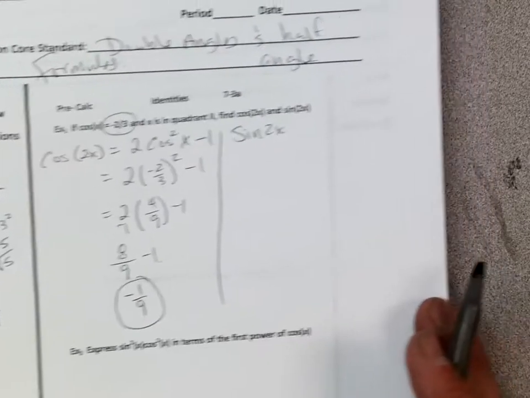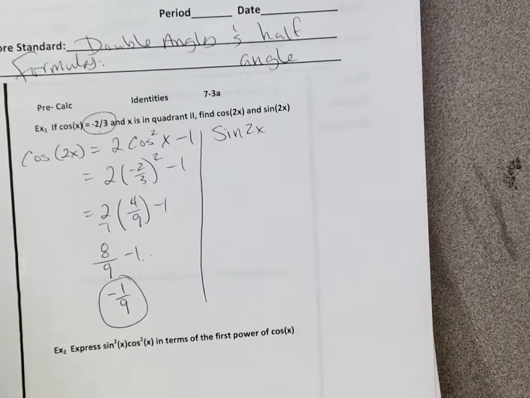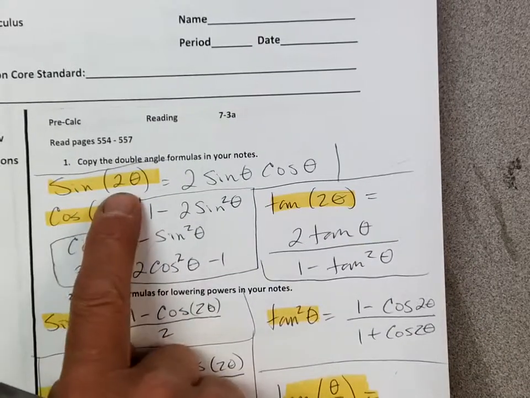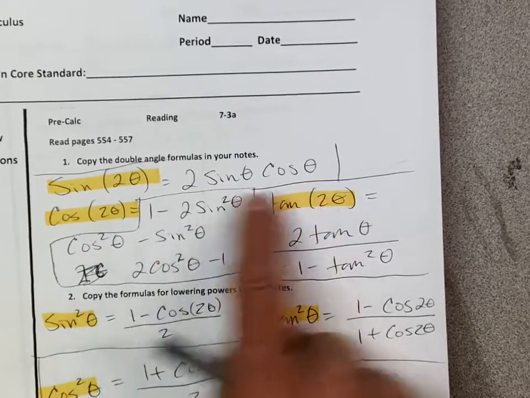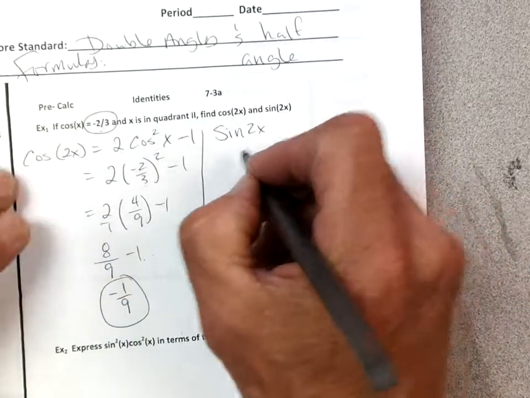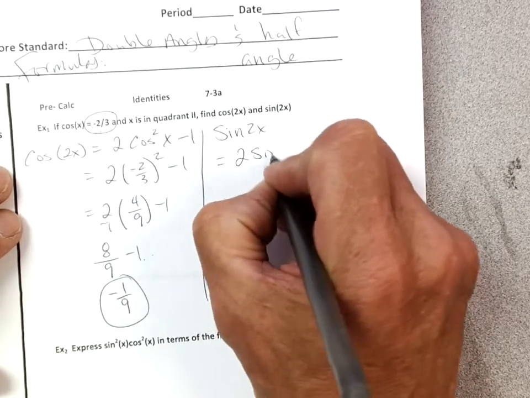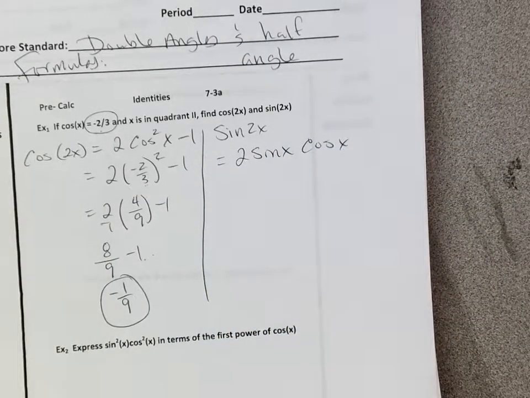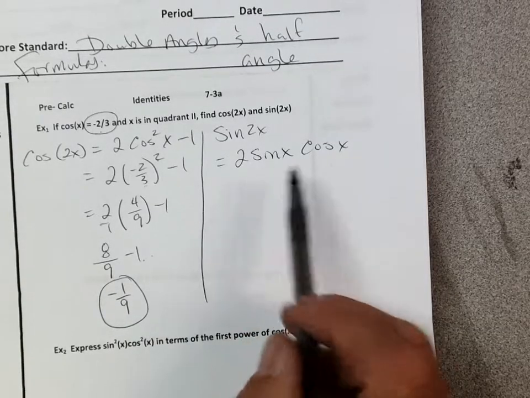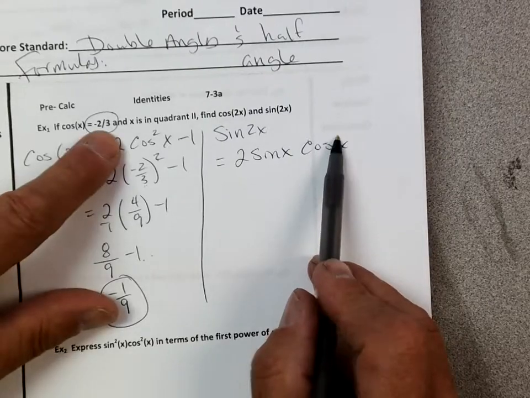So, next one, sine of 2x. Well, again, I take a look at my formulas. Then I've got the sine of 2 theta, same thing, right? And that's going to be this one, the 2 sine theta cosine theta, right? So let's write that down. What we're going to use is 2 sine of x cosine of x, or thetas if you prefer thetas. I kind of like thetas better. So, all right, we already know what the cosine of x is. That's negative 2/3.